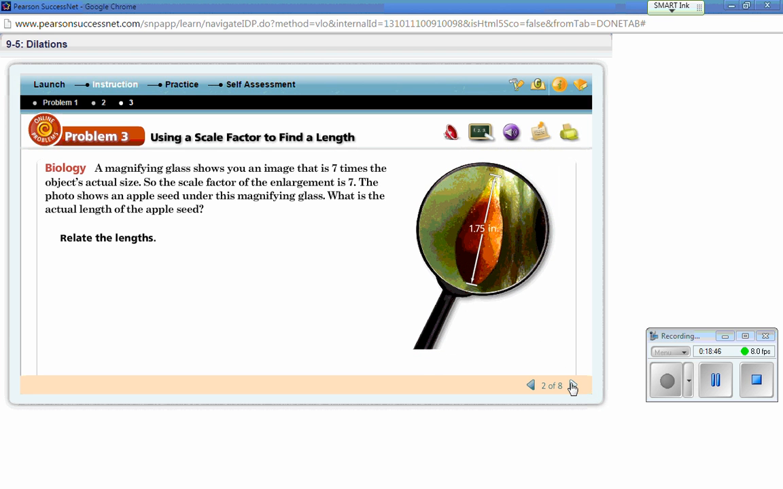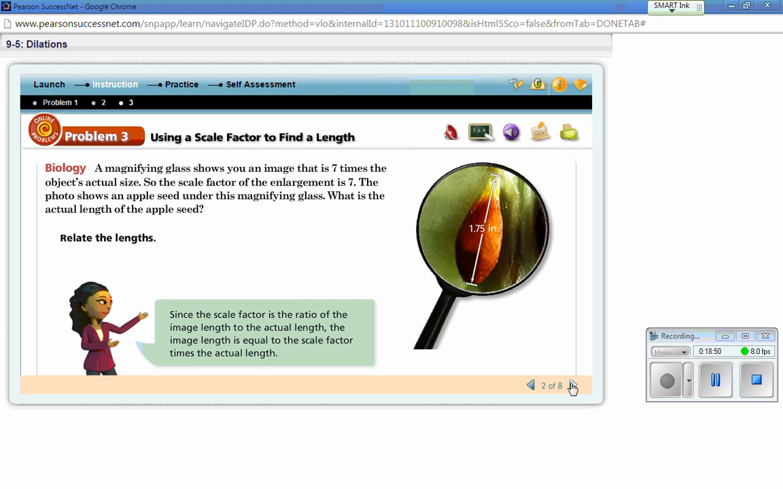Relate the image length and the actual length. Since the scale factor, just write 1.75 and draw the original and see what, write the scale factor. What would it be? The image length is equal to the scale factor times the actual length. You don't have to write all of that. Just draw a little seed and a big seed, write 1.75 and we'll write a question mark, X, on the actual seed. And let's see what they say.